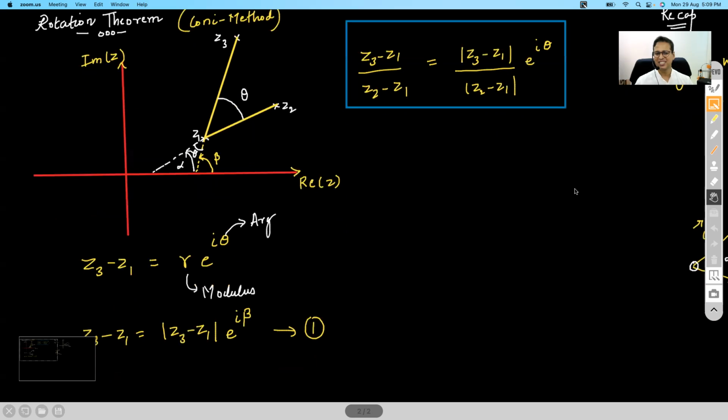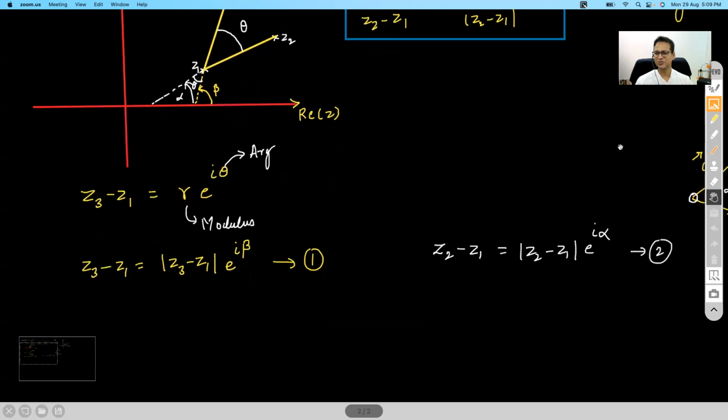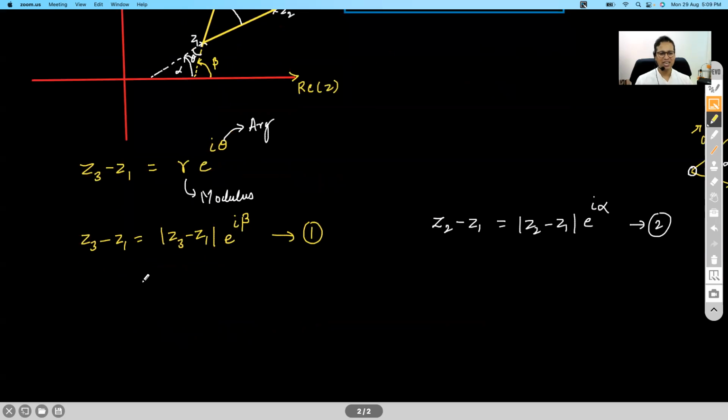Okay. Now, in a similar way, can I write Z2 minus Z1 as mod Z2 minus Z1 e to the power I alpha? Yes or no? Because now alpha will act like the argument. Now let's divide 1 by 2. If you divide 1 by 2, what do you end up getting? You end up getting like this, Z3 minus Z1.